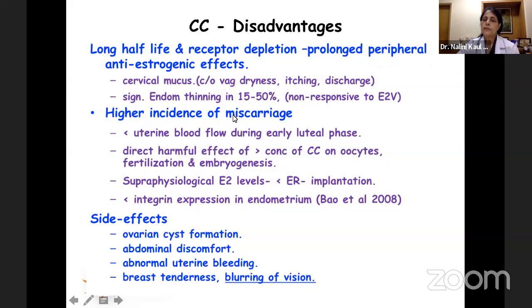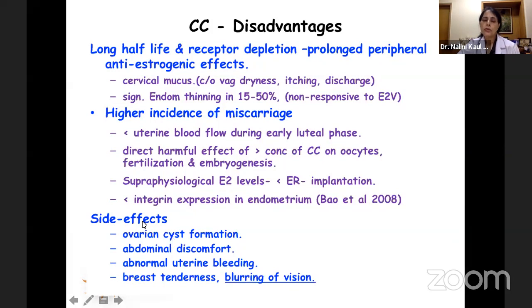The higher incidence of miscarriage is thought to be because the uterine blood flow is lower during the luteal phase. It has a direct harmful effect on the oocytes, and the high levels of estradiol actually interfere with integrin expression in the endometrium and interfere with endometrial receptivity. So these are some of the problems which are thought to be the reason for the increased incidence of miscarriage. Now, the side effects are the usual ones with cyst formation, etc.